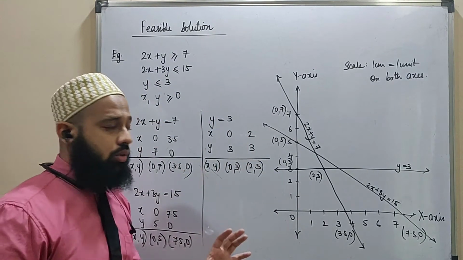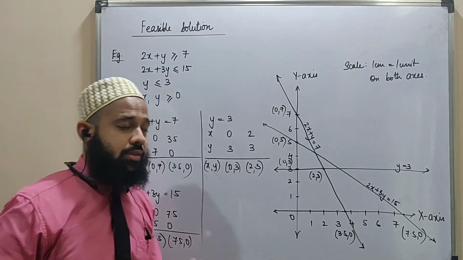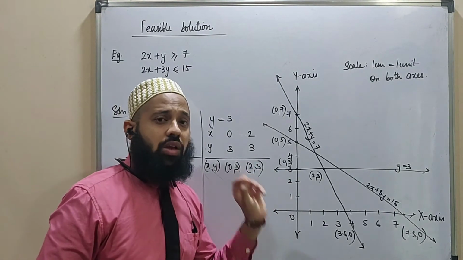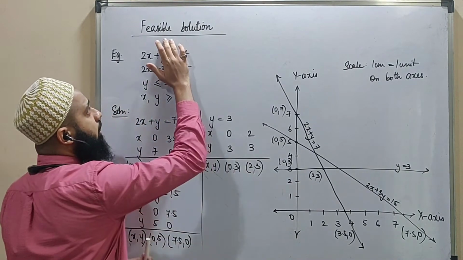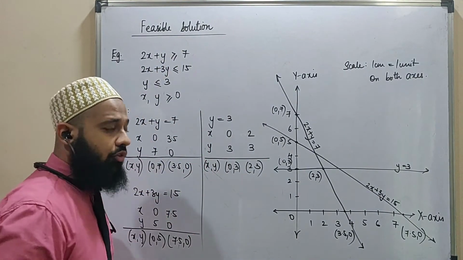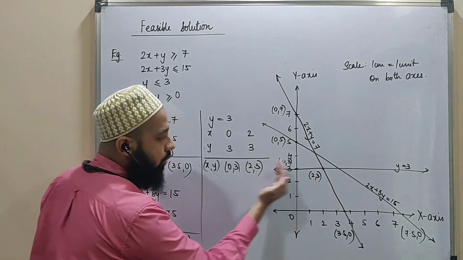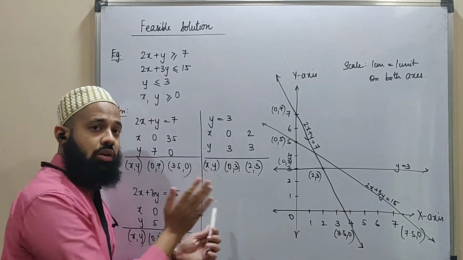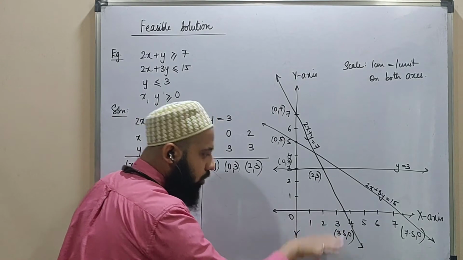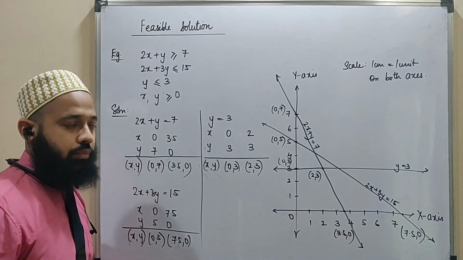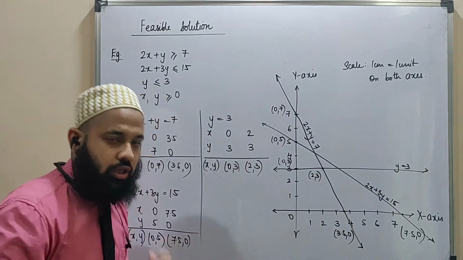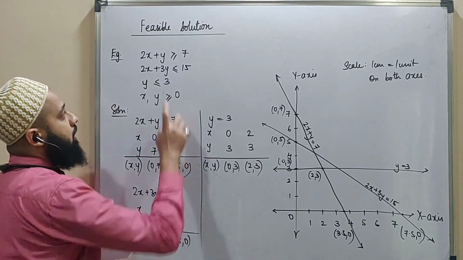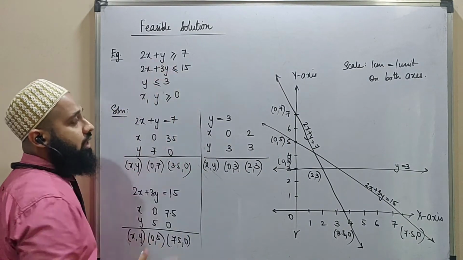Okay, so now after these 5 mandatory things, I am ready to start marking my region, and I know for a fact that I am finding a feasible solution, and therefore I cannot go beyond the y-axis on the right, and I cannot go below the x-axis either. Alright, so whatever it is has to be in the first quadrant only. Alright, let's begin. This guy says greater than equal to 7.